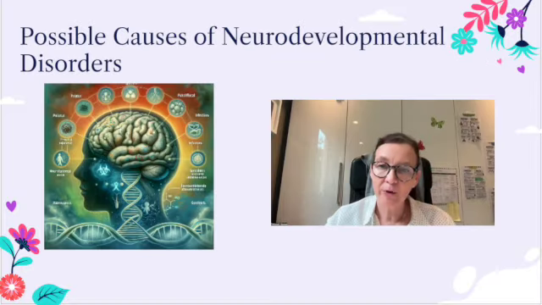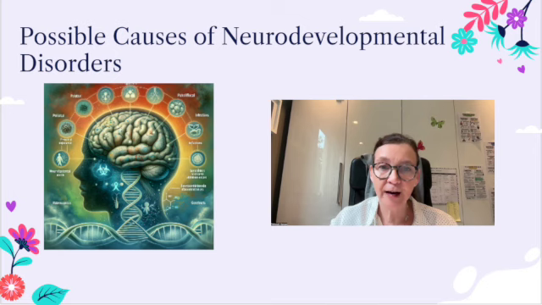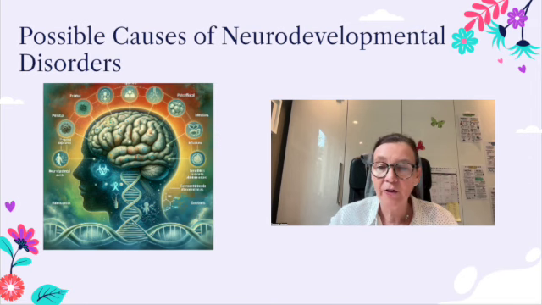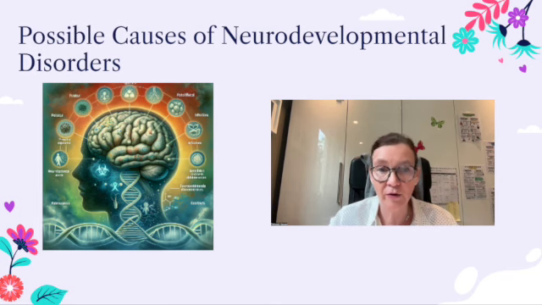Now let's look at all the possible causes of neurodevelopmental disorders, conditions that affect brain development, learning, and behavior. Let's explore the different factors that contribute to these disorders. One possible cause of neurodevelopmental disorders is environmental factors. There are external influences that can affect brain development, especially during pregnancy or early childhood.